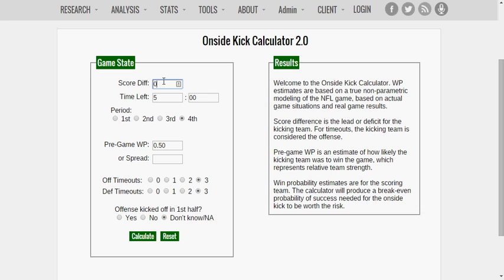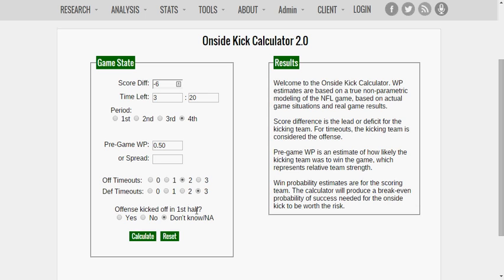So let's say we're down by 6 points, and there's 3 minutes and 20 seconds left in the fourth quarter. We'll leave the team strength adjustments alone for now. We'll say we're equal opponents today. Let's say we had 2 timeouts and our opponent still had all 3.